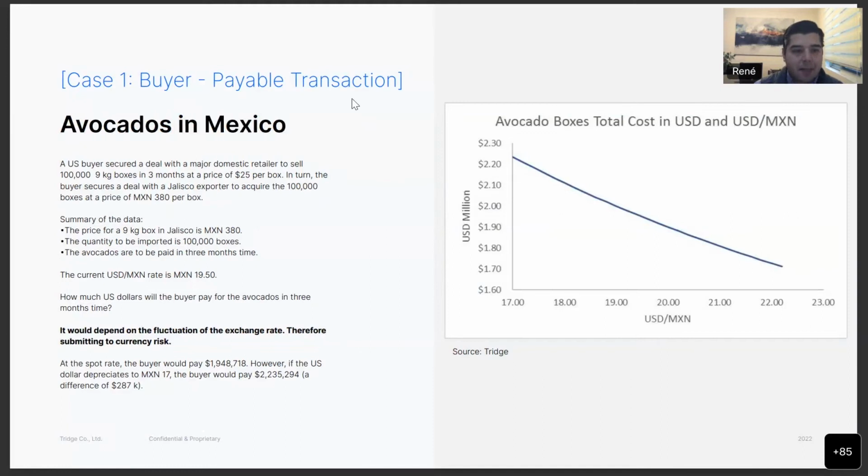Now that we mapped the different scenarios, let's see some strategies that the buyers and sellers can implement in order to hedge for potential losses in case of unfavorable exchange rate movements.